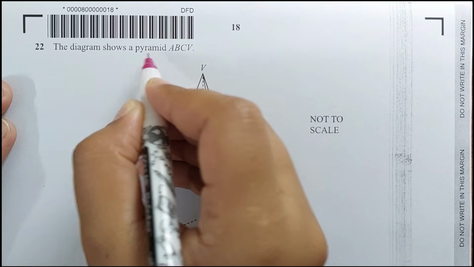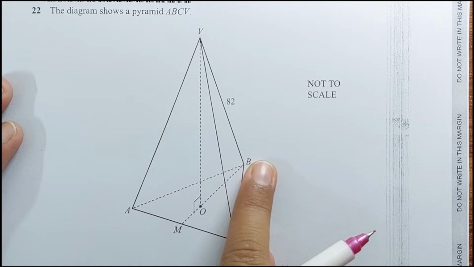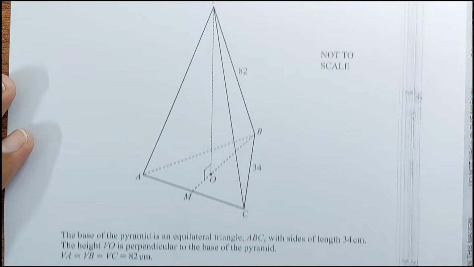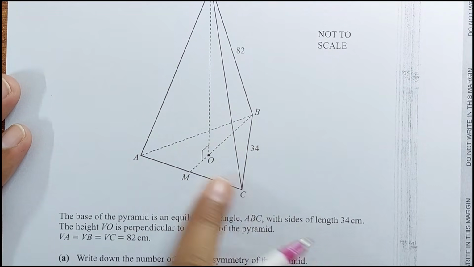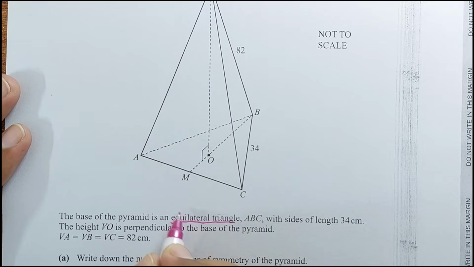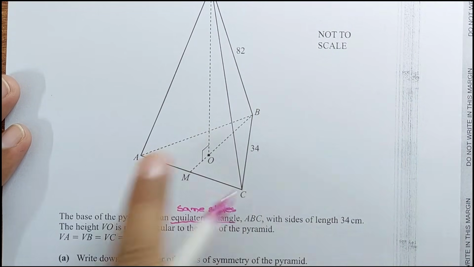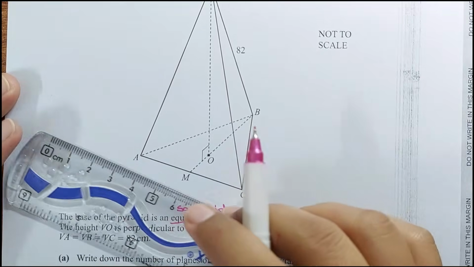The diagram shows a pyramid A, B, C, and V. That is a pyramid. The base of the pyramid is an equilateral triangle. Okay, this is the base of the pyramid. That is an equilateral triangle. Equilateral triangle means same sides and same angles. If this side length is 34, this side length is also equal to 34, since it is an equilateral triangle.